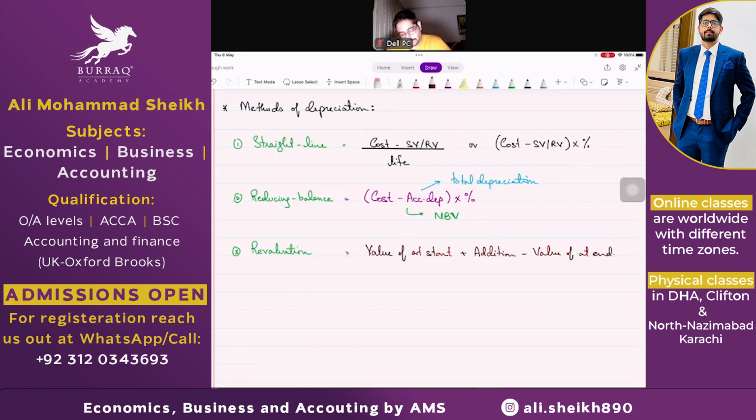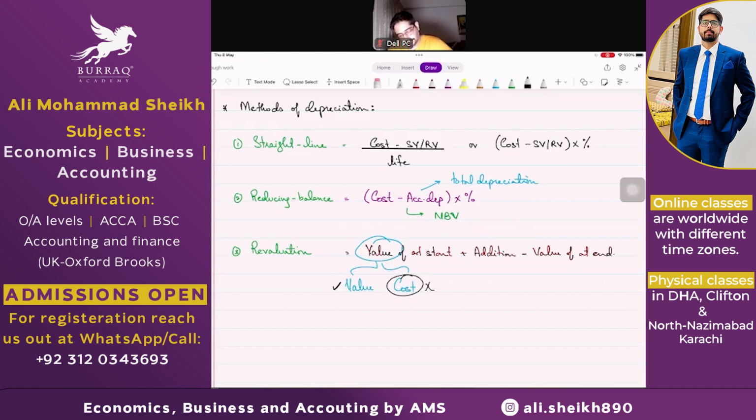In the exam, sometimes they give you value along with cost. So you need to pick only the value that is given, not the cost. Sometimes, in order to confuse the students, they give you the cost and value together and ask you to charge revaluation method depreciation. So you need to pick the value, not the cost. These are the three methods that can be used by management to charge depreciation of non-current assets: straight line method, reducing balance method, and lastly revaluation method.